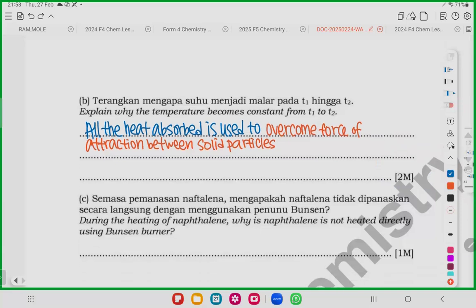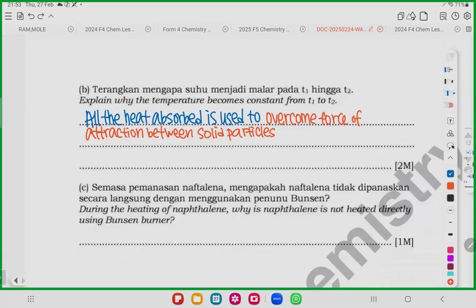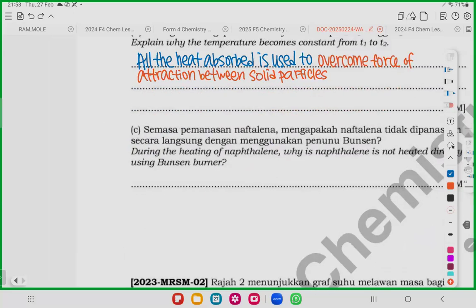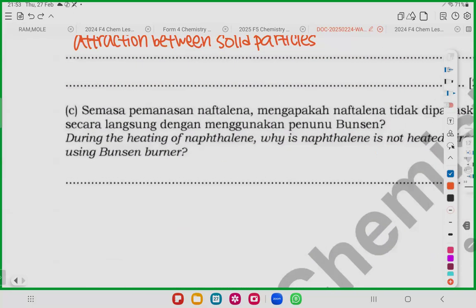Next one. During the heating of naphthalene, why is naphthalene not heated using Bunsen burner? This is one extra knowledge. Why we cannot heat naphthalene directly? This is one extra knowledge for your information. Naphthalene is a very flammable substance. It will catch fire. So if you direct heat the naphthalene, it will catch fire, which is very dangerous. That's why we don't do it.